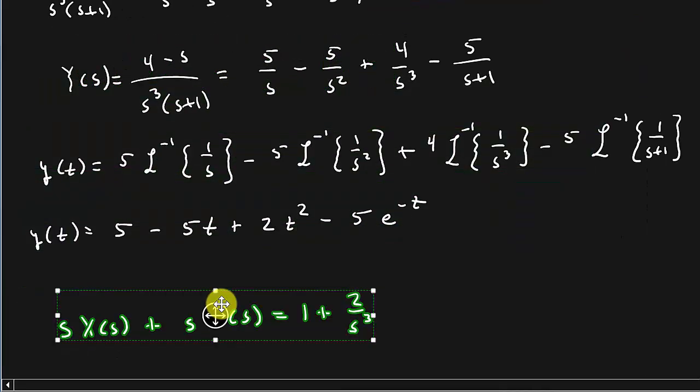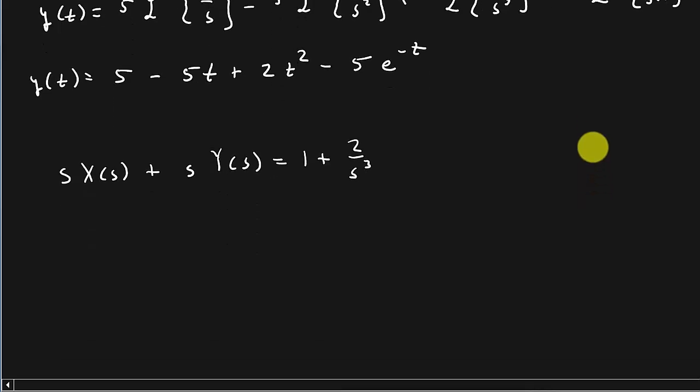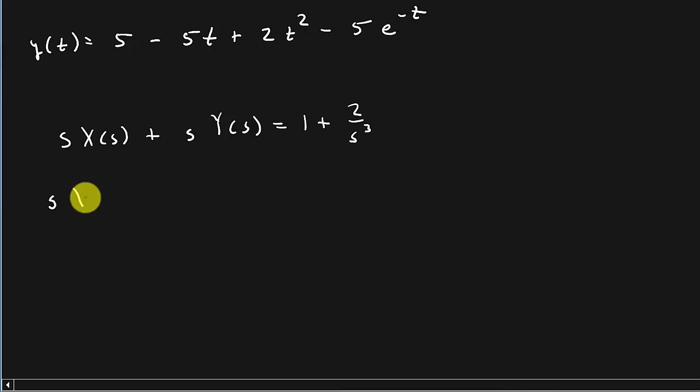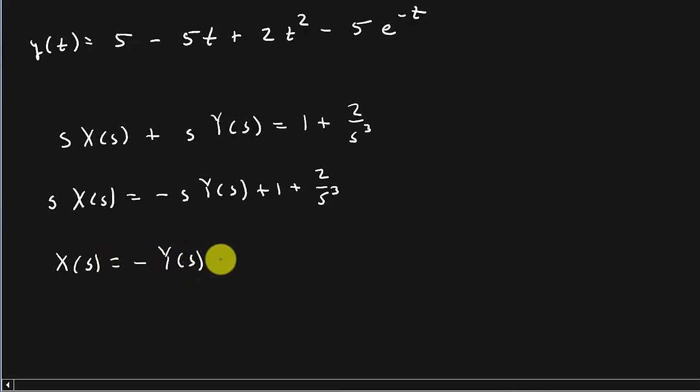All right. So I'm taking that equation and I'm going to solve it for x of s. So I get s times x of s equals, let's see, negative s times y of s plus 1 plus 2 over s cubed. And then I divide everything by s, so I get x of s is equal to negative y of s plus 1 over s plus 2 over s to the 4th.